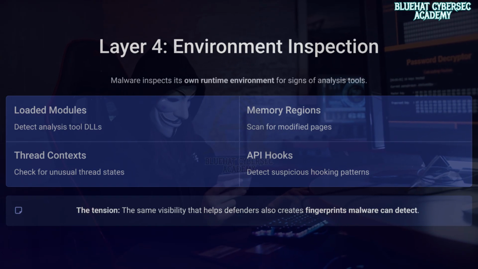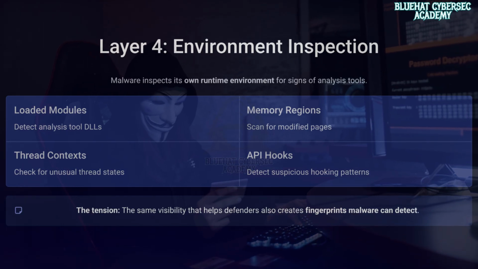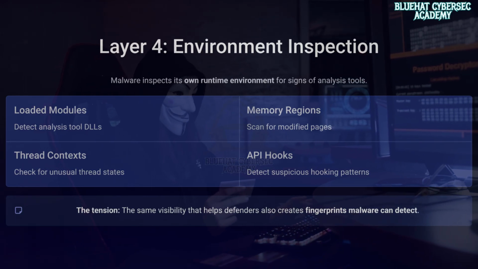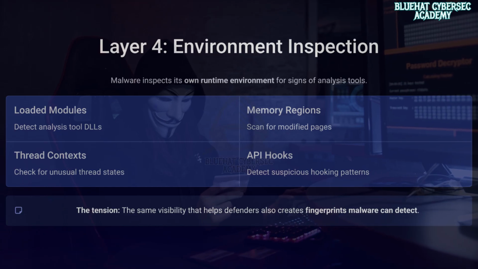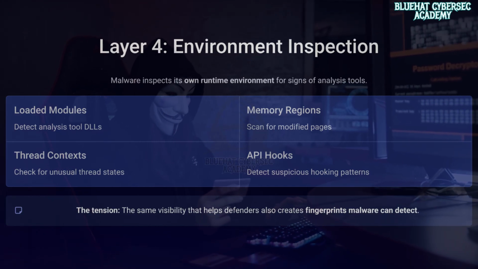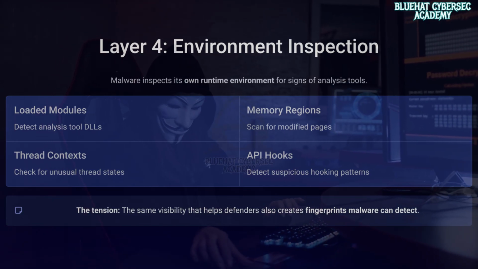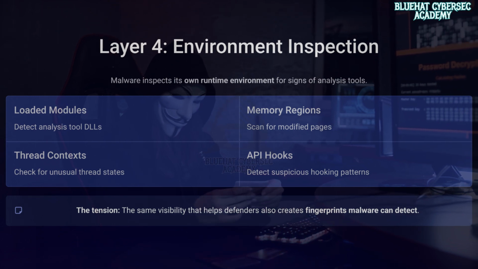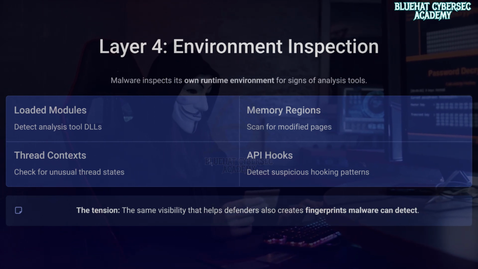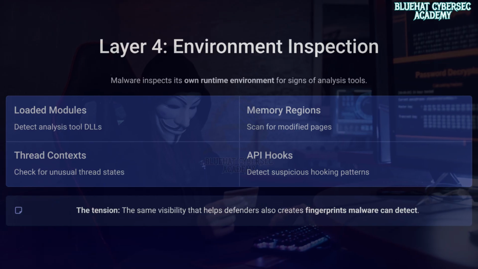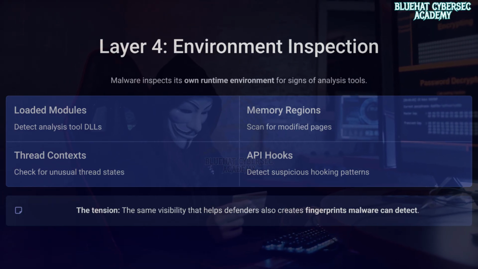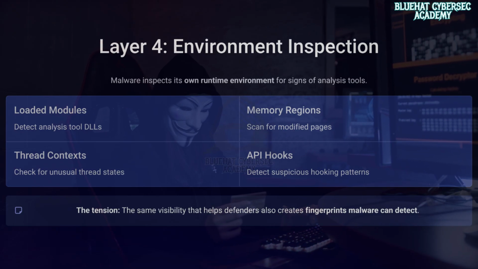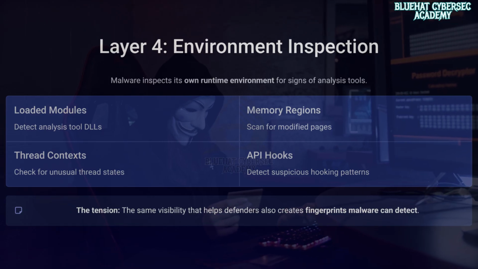After that, we get into process environment inspection, which is where things become more introspective. At this stage, malware starts inspecting its own runtime environment. It may look for loaded modules associated with analysis tools. It may scan for memory regions that appear modified. It may check for unusual thread contexts. It may even detect suspicious API hooks.